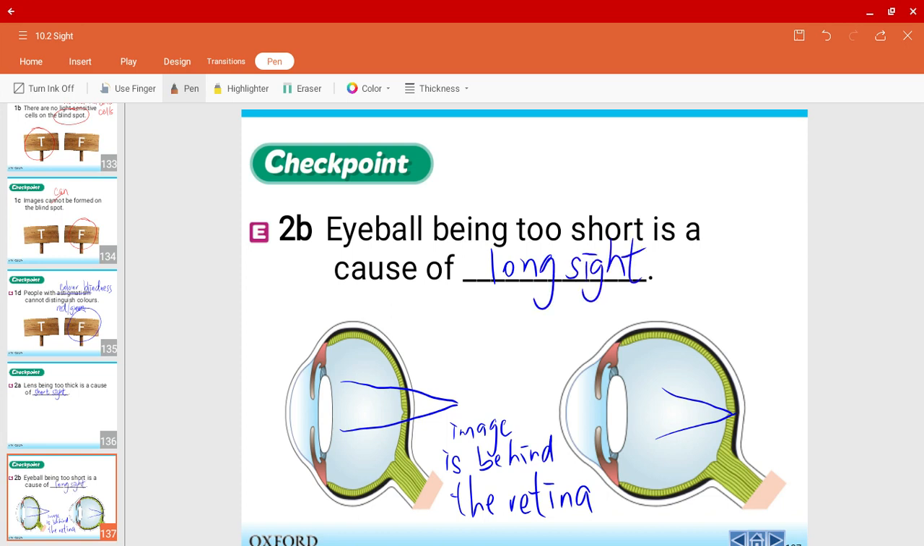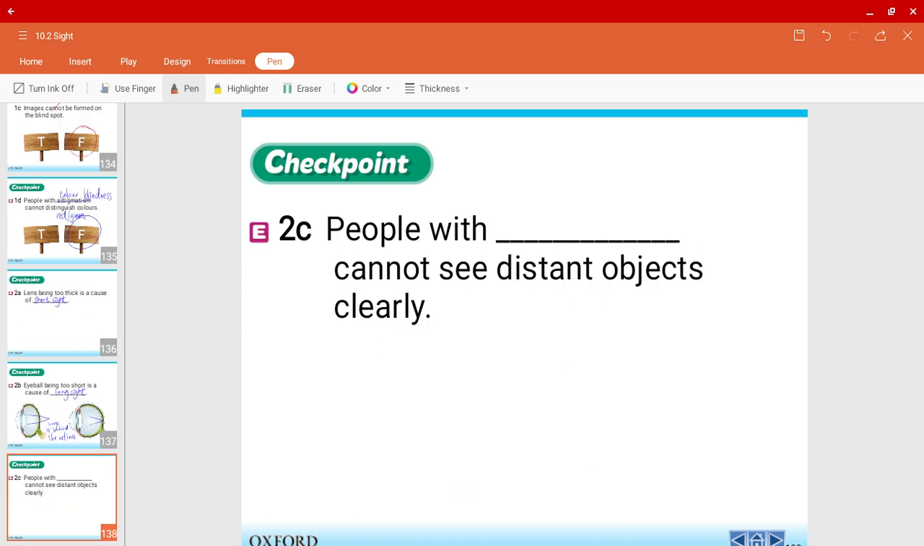All right. Let's continue. Question 2c. People with what type of eye defect cannot see distant objects clearly? Okay, this is fairly simple. It is, of course, people with short sight, because they can only see near objects. They are not able to see far away objects clearly.